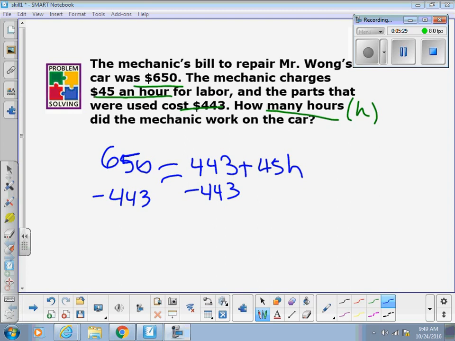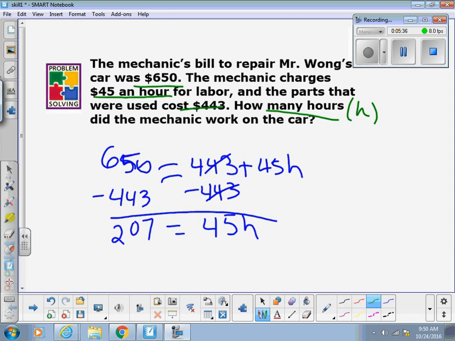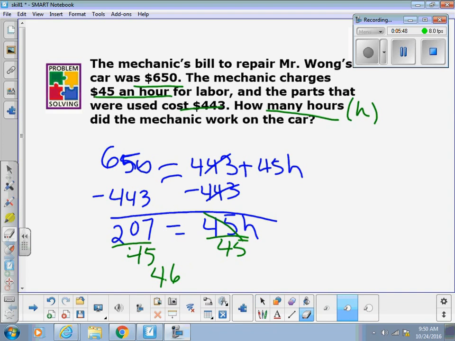This will be a 5. And now we got 207. So I divide that by 45. And that gives us 4.6. So he worked a little more than 4.5 hours on that part. Okay, so that was how many hours that he worked.